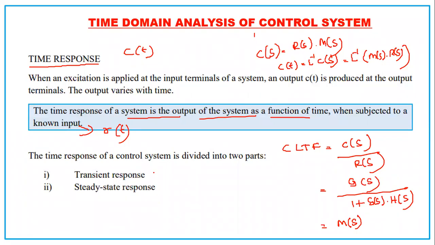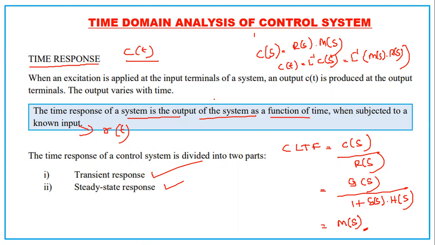So that response is divided into 2 parts, that is transient response and steady state response. So what all we have seen? We have seen what is time response. Time response is C of t, the output of a system as a function of time to a given input. Mathematically, closed loop transfer function can be represented as Laplace transform of output by input, that is C of s by R of s. That can again be written as G of s by 1 plus G of s into H of s, and that we can represent as M of s. Then C of t is the Laplace inverse of C of s. So transient response and steady state response.